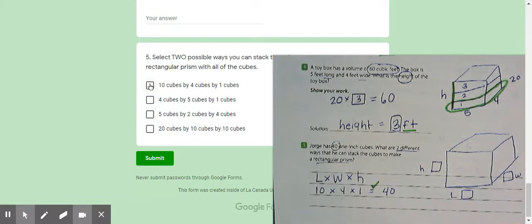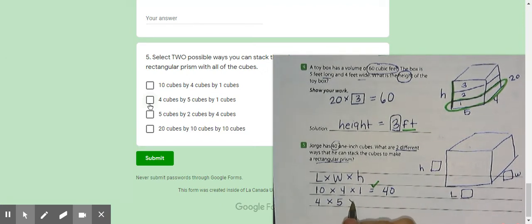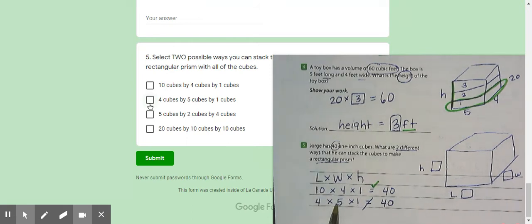The next one says 4 by 5 by 1. So that means your base would be 4 by 5, which is 20, but you only have one layer of it. So this one would not equal 40. It would equal 20 because you have one layer of 20. Now, if this was 2, it would be right, but with only one layer, it's not going to work.